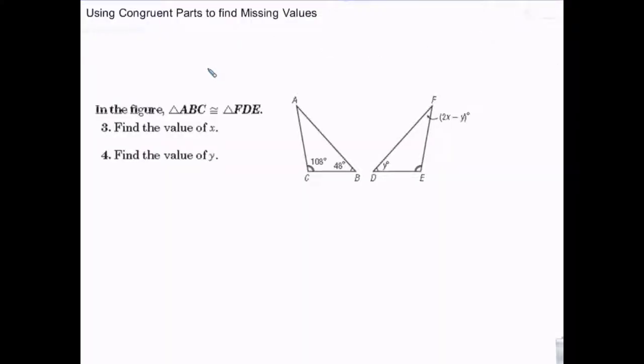To find missing values, congruent parts are equal to each other. Okay, so I have ABC is congruent to FDE. The first step is to mark all the congruent parts. So angle A is congruent to angle F, and I know this because they're in the same position. Angle B is congruent to angle D, and those are already marked, but I'm just going to put my own marks on there. And then angle C is congruent to angle E.